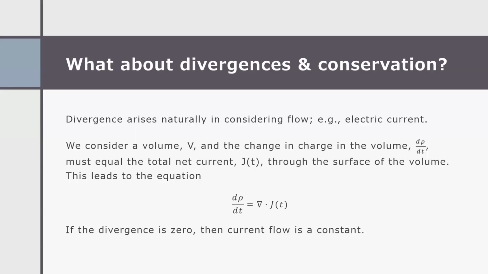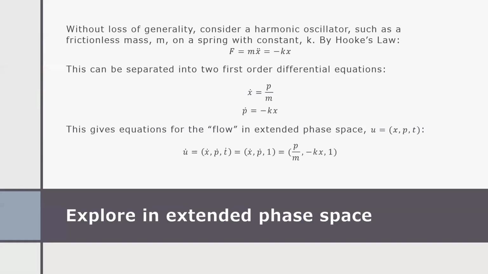So if, in fact, the divergence of J is 0, then charge is conserved. d rho by dt equals 0 if the divergence of J is 0. This is sort of a central point to this analysis, right? So what we're going to look for is a divergence-free flow. How do we get there?